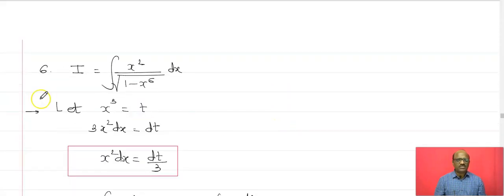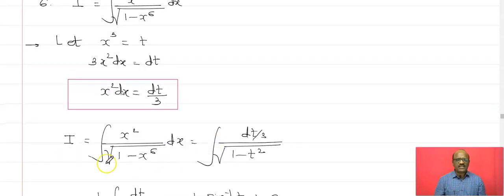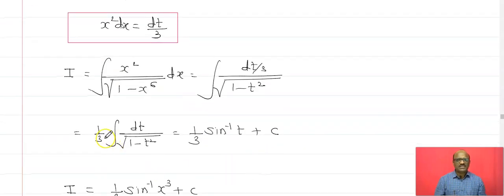Now the next problem number 6, I is equal to integral x square under root of 1 minus x raised to 6 dx. Let x cube be equal to t. Its derivative, 3x square into dx, is equal to dt. That is x square into dx is equal to dt upon 3. Therefore, I is equal to x square under root of 1 minus x raised to 6 into dx. What about here? x square into dx is dt upon 3, under root of 1 minus t square. Now again this is very simple, 1 upon 3 integral dt upon under root of 1 minus t square, and this is nothing but 1 by 3 sine inverse of t plus c.